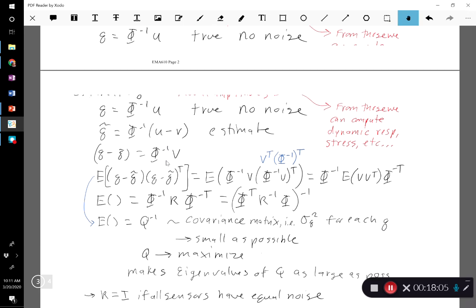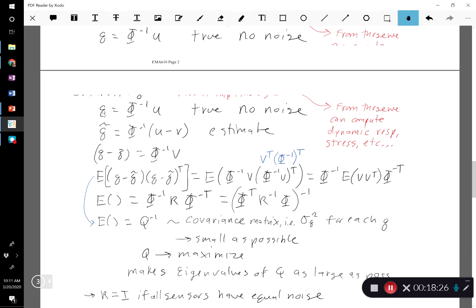So effective independence recognizes, though, that when we apply this to estimate the modal displacements, we're applying that to a noisy measurement U. So our estimate of Q will actually include the effect of that noise.